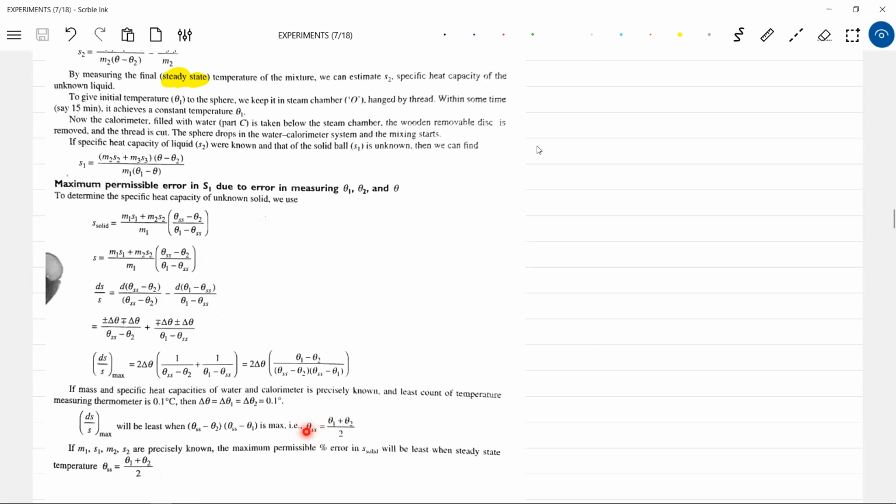Steady state temperature it is called. The error in measurement of specific heat of solid will be least when the steady state temperature is (theta 1 plus theta 2) by 2. And there's one condition he has put. Please do note this down. This is something very important, not there in books. But in the lab, we do follow this condition to minimize the error in measurement of specific heat of solid.